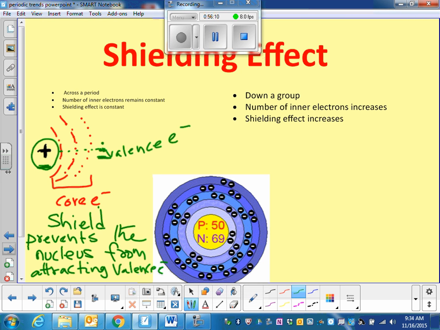Okay? So now, let's see what is the pattern in shielding. So I have my really strong nucleus. I'm going down a group, all right? There is just one layer of core electron and there is a valence electron. If I go down to group 2, there are 2 layers.